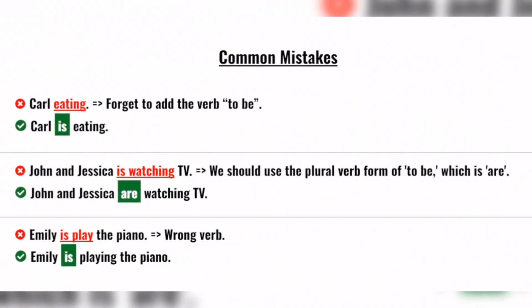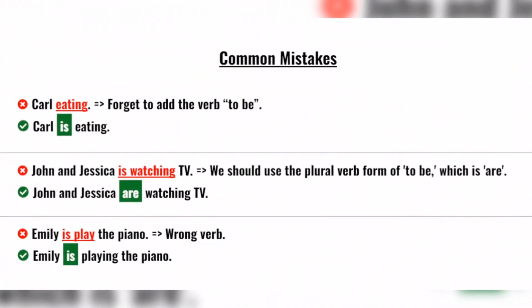Also, sometimes the incorrect verb is used. John and Jessica is watching TV. That's wrong. Here, we should use the plural form of the verb to be, which is are instead of is, because we have multiple people. John and Jessica are watching TV. That is correct.